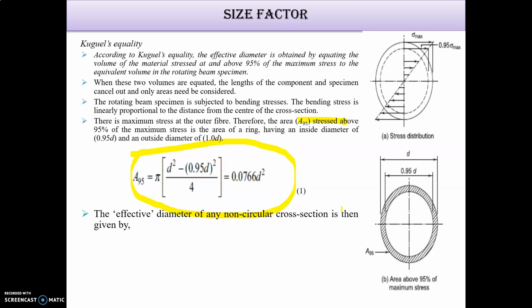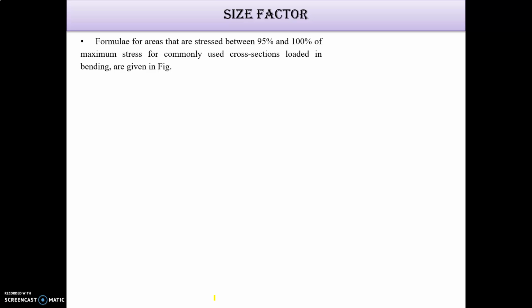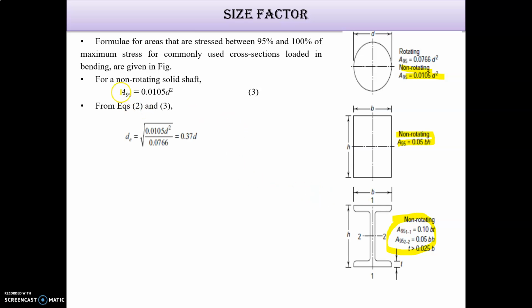Now the effective diameter of any non-circular cross section is given by this. For a non-circular cross section we will use this formula, and A95 is the portion of the cross-section area of the non-cylindrical part that is stressed between 95% and 100%, and D is the effective diameter of the non-cylindrical part, the part which is not cylindrical. So this is the formula for A95 for rotating, and this is the formula for non-rotating, which is also for the I section. For a non-rotating solid shaft, A95 should be in this way. Based on these two equations, 2 and 3, we get D as 0.37 times small d.